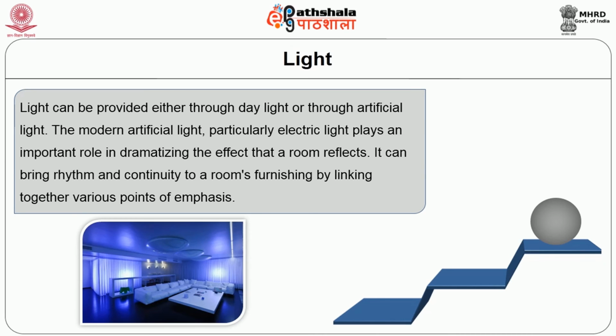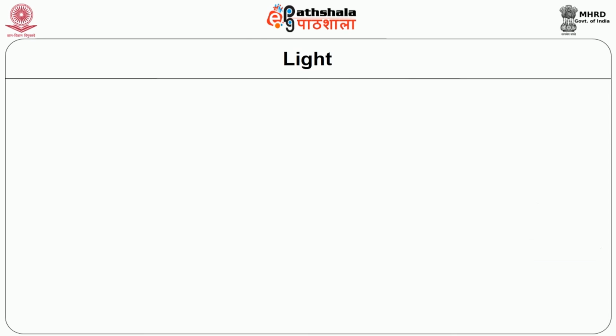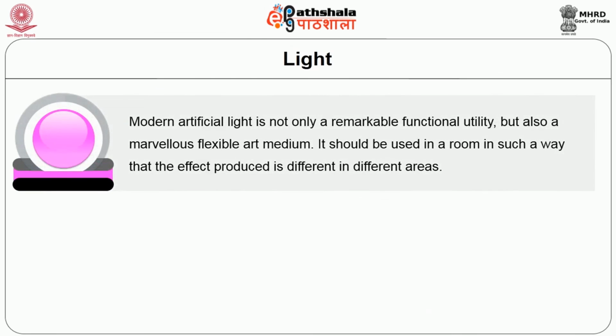The modern artificial light, particularly the electrical light, plays a very important role in dramatizing the effect that a room can reflect. It can bring in rhythm and continuity to a room's furnishing by linking together the various points of emphasis. So modern artificial light is not only a remarkable functional utility but also a marvelous flexible art medium.